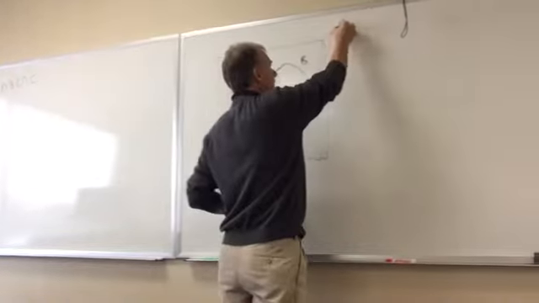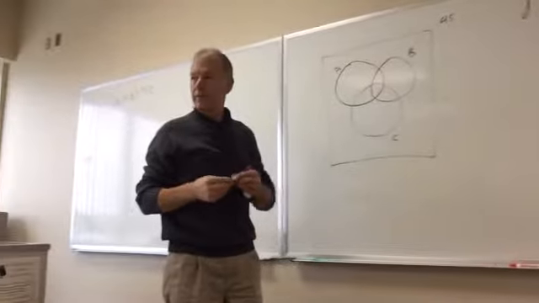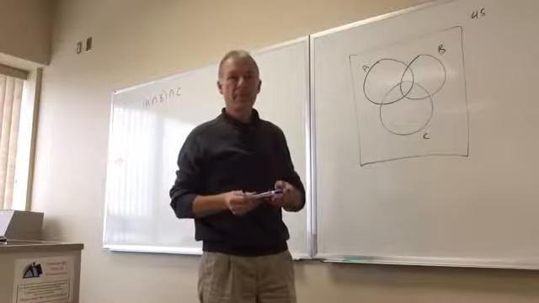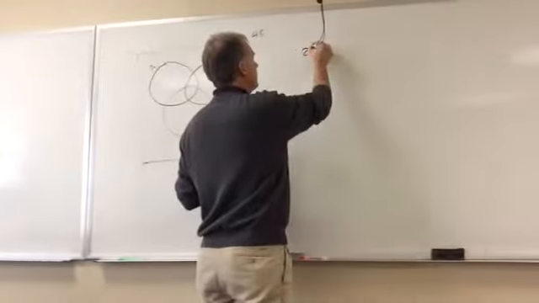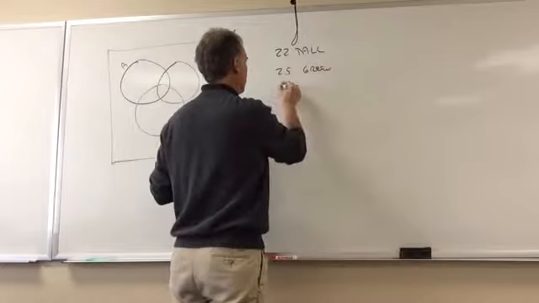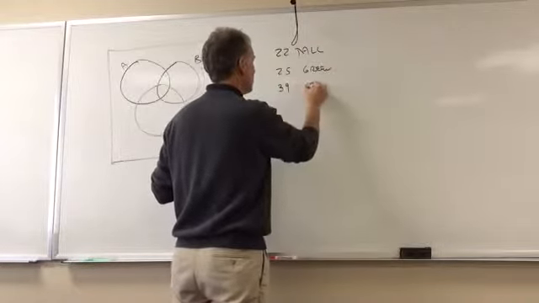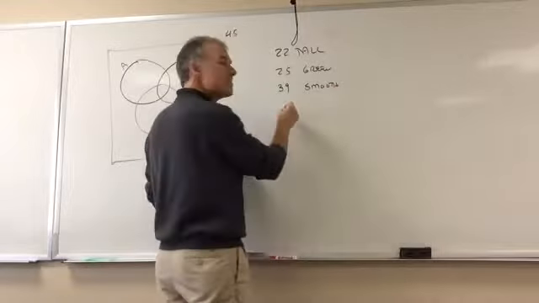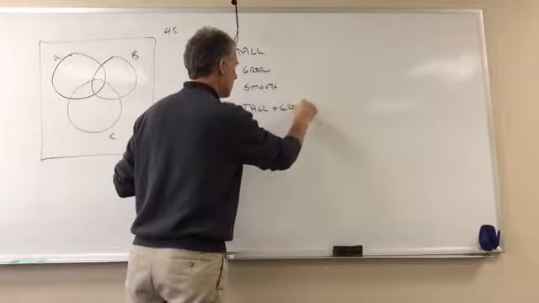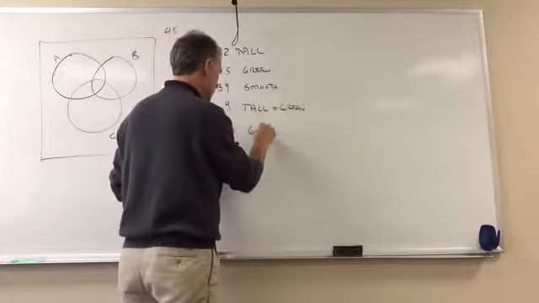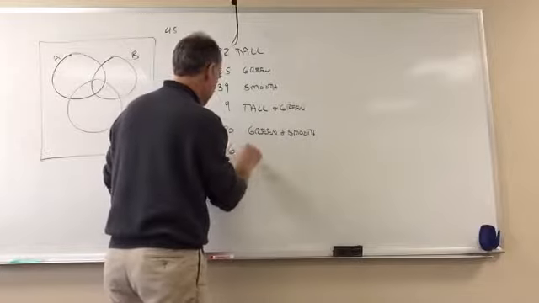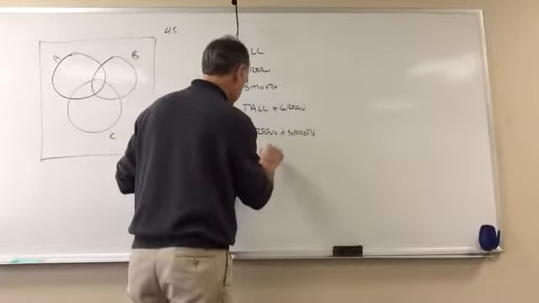So, problem 45. Can someone read the information they gave us there? 22 were tall, 25 had green peas, 39 had smooth peas, 9 were tall and had green peas, 20 had green peas and smooth peas, 6 had all 3 characteristics, and 4 had none of the characteristics.